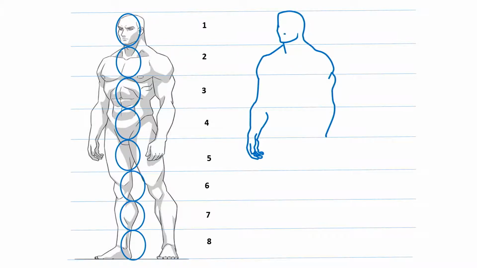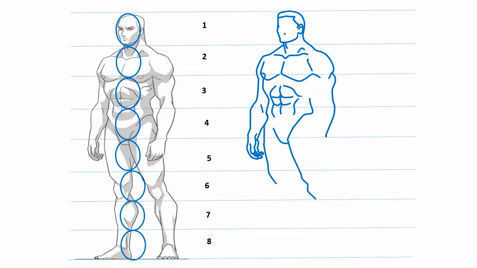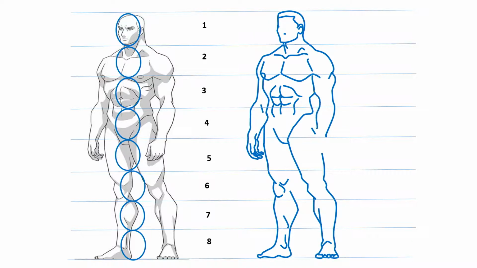And now let's draw the outline of the figure. We add the different details. You can see the body is taking its form. We add the different details and structures, and you will see your figure will be complete.